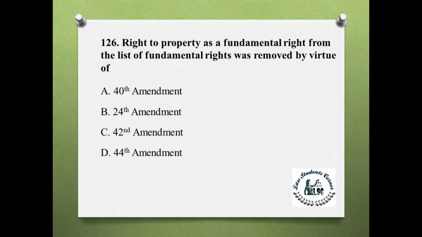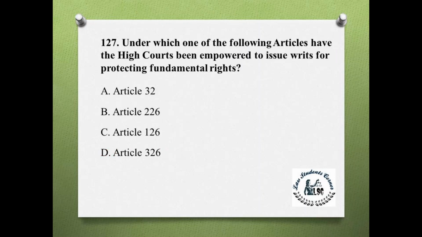Question number 126. Right to property as a fundamental right was removed from the list of fundamental rights by virtue of: option A, 14th Amendment; option B, 24th Amendment; option C, 42nd Amendment; option D, 44th Amendment. Correct answer is option D, 44th Amendment.